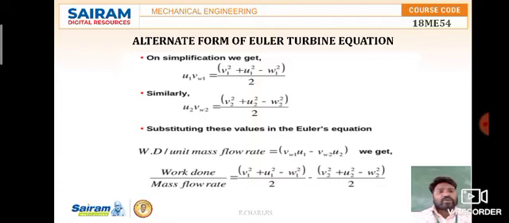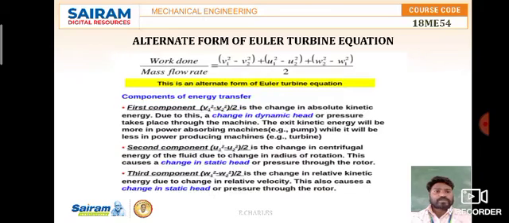In the same way for the outlet triangle, U2 VW2 is equal to V2 square plus U2 square minus W2 square, divided by 2. Substituting these values in Euler's equation, you know already that the work done per unit mass flow rate is equal to VW1 U1 minus VW2 U2. Then we get work done divided by mass flow rate is equal to (V1 square plus U1 square minus W1 square) divided by 2 minus (V2 square plus U2 square minus W2 square) divided by 2.